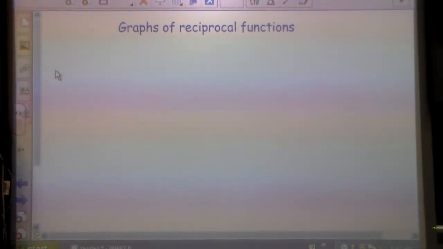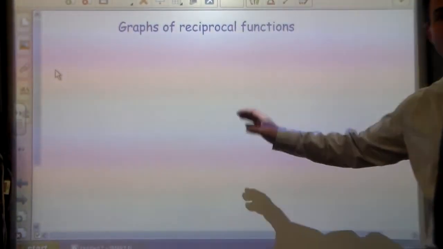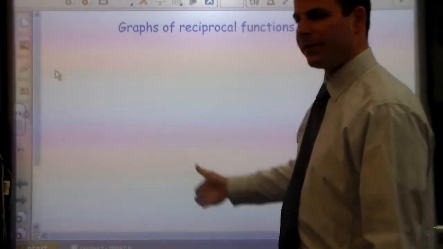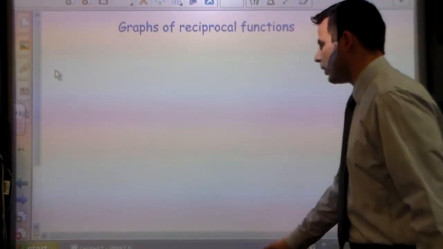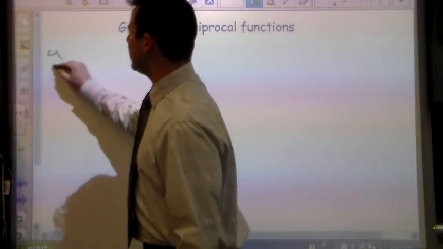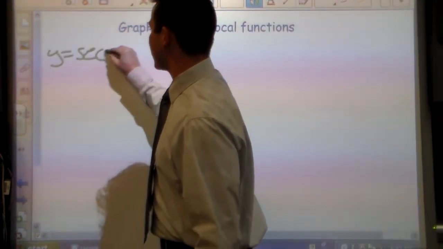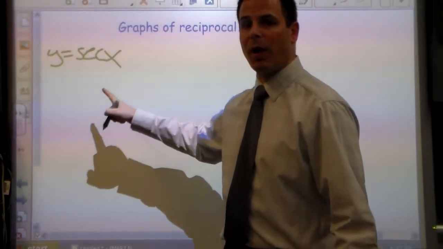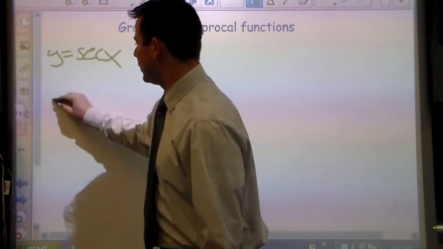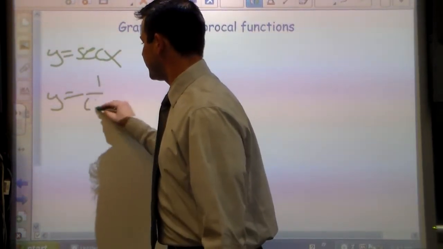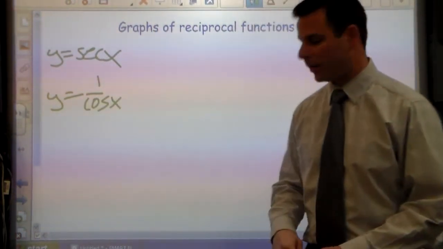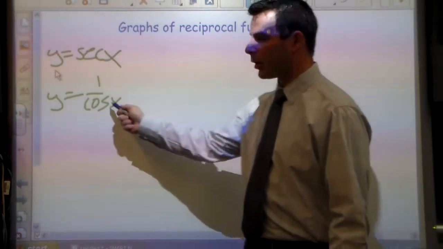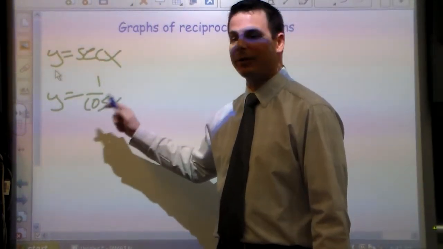So let's take a look at some of the graphs of reciprocal functions. As we learned yesterday, y equals tangent has a cosine in the denominator. So we had vertical asymptotes wherever cosine is 0. Let's continue with that notion and graph y equals secant x. Well, y equals secant x is the reciprocal of y equals cosine x. So these graphs are the same thing, which means wherever cosine is 0, we're going to have an asymptote there.